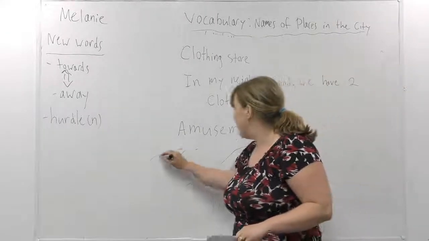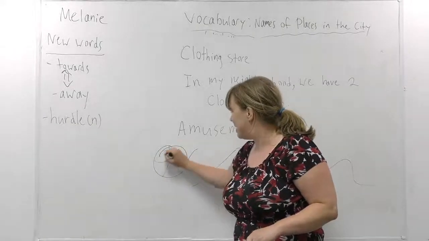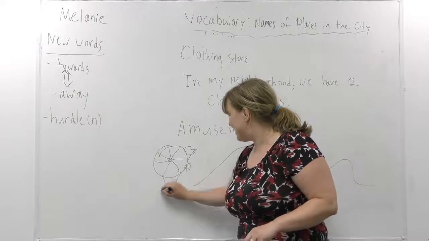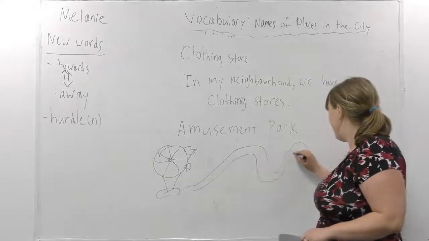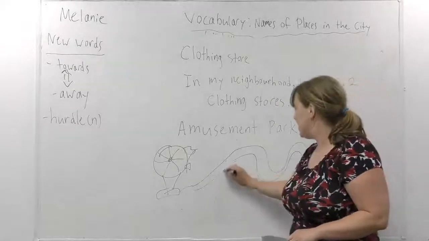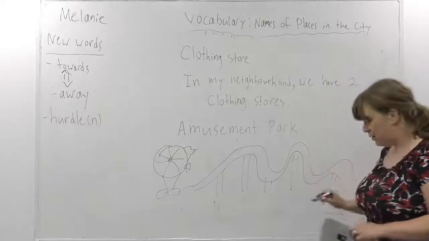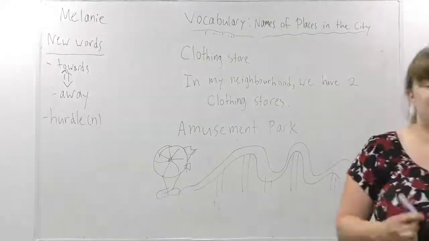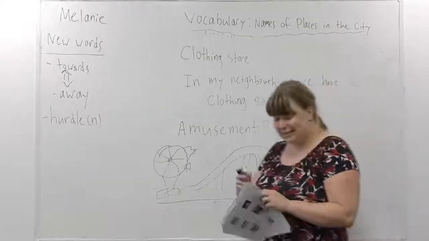Maybe you have a Ferris wheel. This is a very bad picture. I apologize, but it might look like this. Oh dear, okay, this is not turning out how I hoped. But this is what an amusement park might look like. Oh, this pen is also not very good. Okay, third time's the charm. So this is an amusement park.